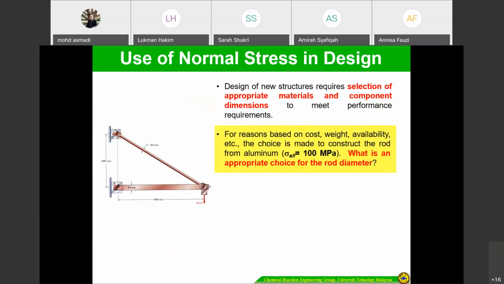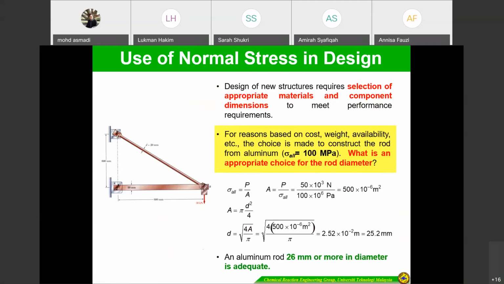As another example here, the design of a new structure requires selection of the appropriate materials and component dimension to meet performance requirements. If you look at here, because of the cost, weight, and availability, the choice is made to construct the rod from aluminium. So sigma all is equal to 100 megapascal. What is the appropriate choice for the rod diameter? Maybe the steel is still quite expensive, and it's difficult to get from the supplier, so we change to aluminium. What is the minimum diameter for the rod?